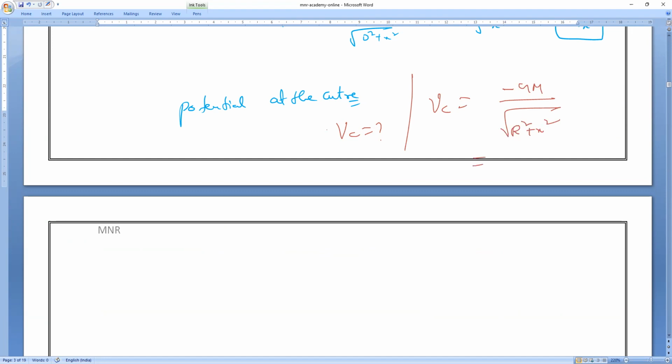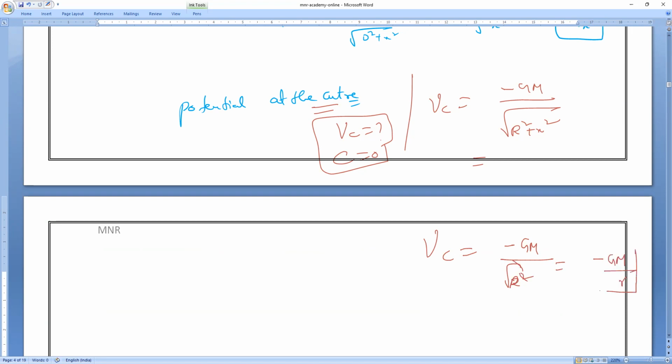Am I right or wrong? So we all know that at the center, the x value will become what, everybody? 0. So then, what is the potential at the center? Everybody, it is minus GM divided by root over R square. Square and root will get cancelled. So it is minus GM divided by R. Which R? Sorry, capital R. So this is the formula for potential at the center and at a certain distance away from the ring. Any doubt you can ask me in this. Are you clear? Yes, Pradosh.